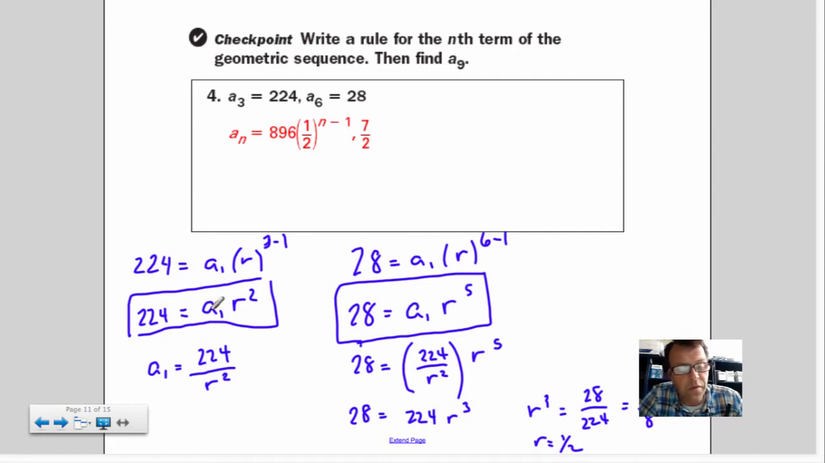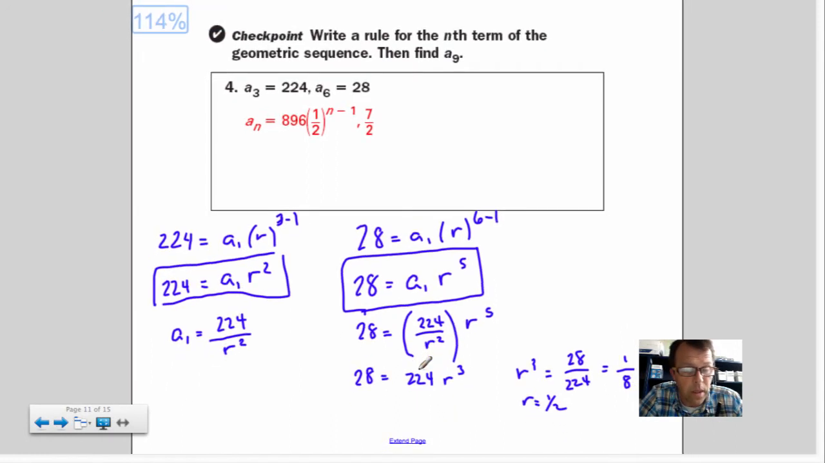I solved this first equation for a sub 1. I substituted it into the 2nd equation. Whoops. And then I canceled r squared and r to the 5th, reduced to r to the 3rd. So again, we reviewed that just the other day, right? How these cancel down. I divide by 224. I get 1/8, which makes me feel good when I saw the 1/8, because the 3rd root of 1/8 is 1/2. So now I know what r is, 1/2.